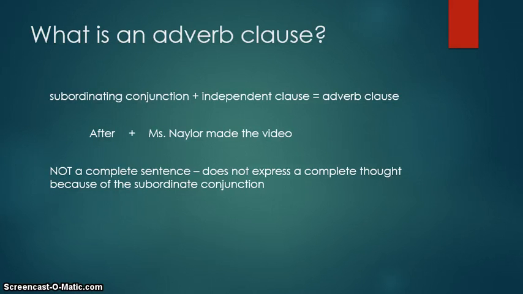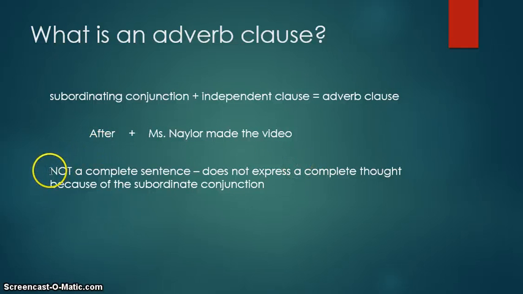First of all, let's go over what an adverb clause is. So an adverb clause is a subordinating conjunction plus an independent clause. That's all it takes, okay? Subordinating conjunction plus an independent clause creates a clause that does the same job as an adverb does, answers those same questions, okay? So for instance, after is a subordinating conjunction. Miss Naylor made the video is an independent clause that can stand alone. When I put them together, it makes an adverb clause. After Miss Naylor made the video.